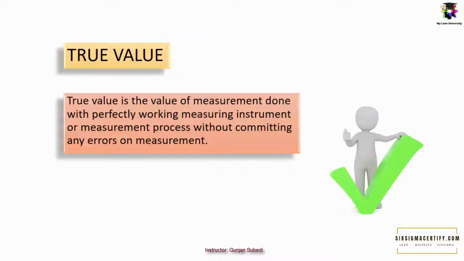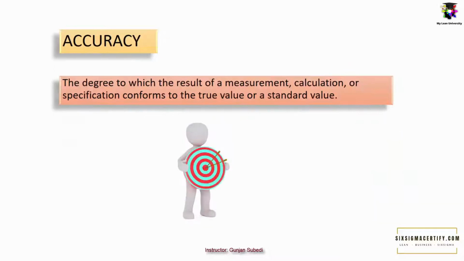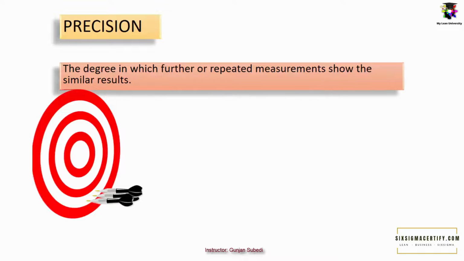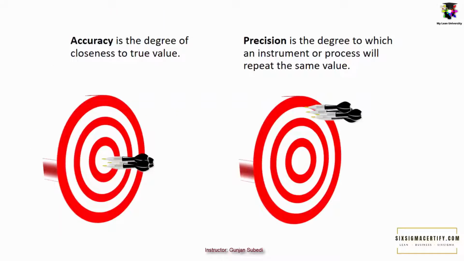True value is the value of measurement done with perfectly working measuring instrument or measurement process without committing any errors on measurement. Accuracy is the degree to which result of a measurement, calculation, or specification conforms to the true value or a standard value. The degree in which further or repeated measurements show the similar results is the precision. There is a marked difference between these two terms. Accuracy is the degree of closeness to the true value, whereas precision is the degree to which an instrument or process will repeat the same value.